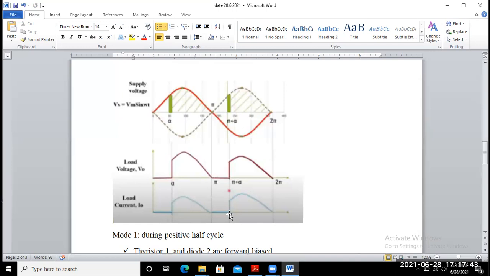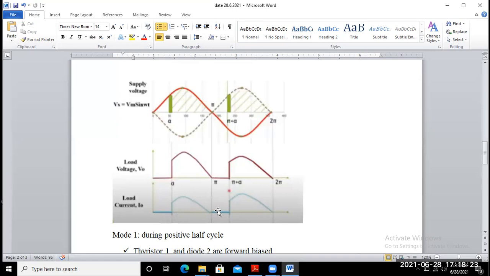Again, at pi plus alpha, when you fire SCR2, that means provide the gate pulse to SCR2, we again get the output voltage from pi plus alpha to 2 pi, similar to the supply voltage. So the output current is similar to the output voltage waveform from pi plus alpha to 2 pi. Since it is a resistive load, the current waveform follows the output load voltage.